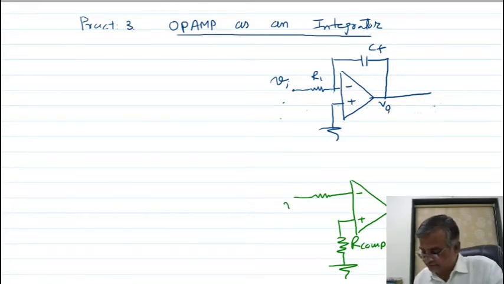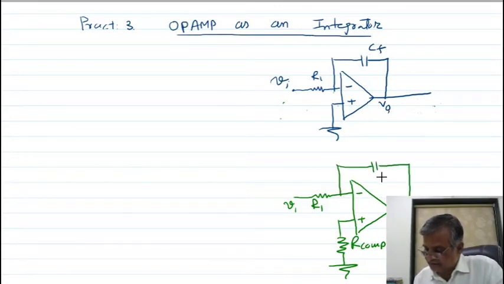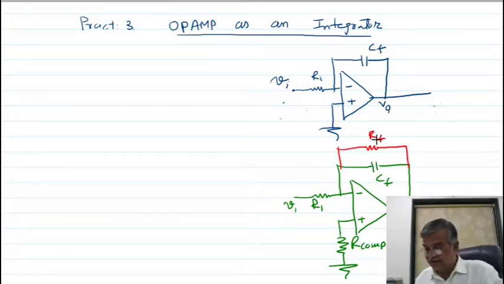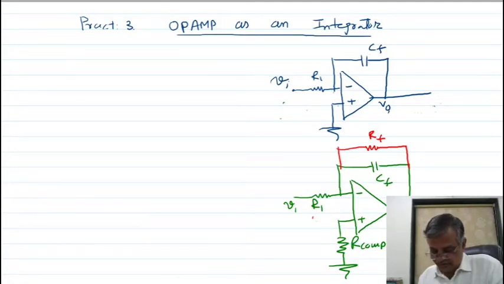Already you know that. This is the input signal, this is R1, and here is your capacitor, this is CF, this is VO, and at VO we have added one feedback resistor RF of a high value. Generally RF we are taking 10 times of the R1 to overcome the limitation.